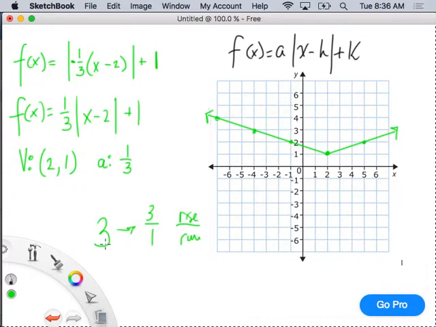If it's just a whole number, I just go over 1 and up 3. But this is rise over run, so I go over 3 and up 1. You see? Just got to remember rise over run. Okay? Over 3, up 1. Over 1, up 3. You guys see the difference? Okay. Any questions on that?